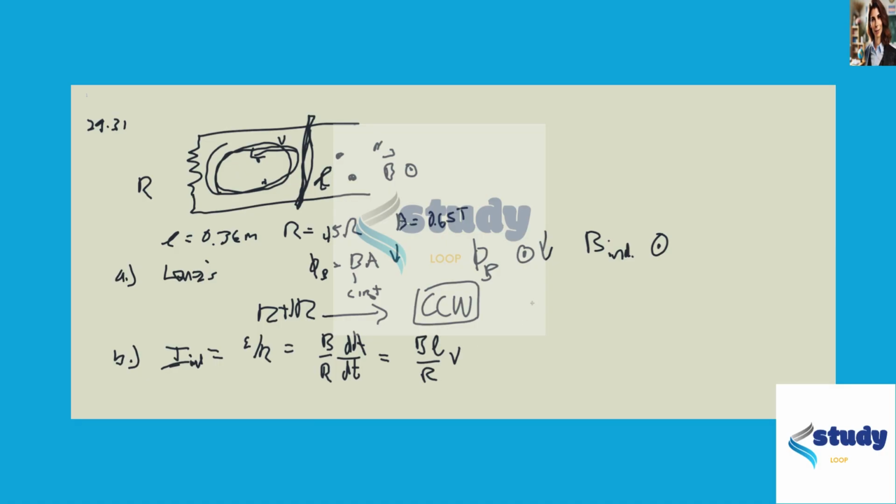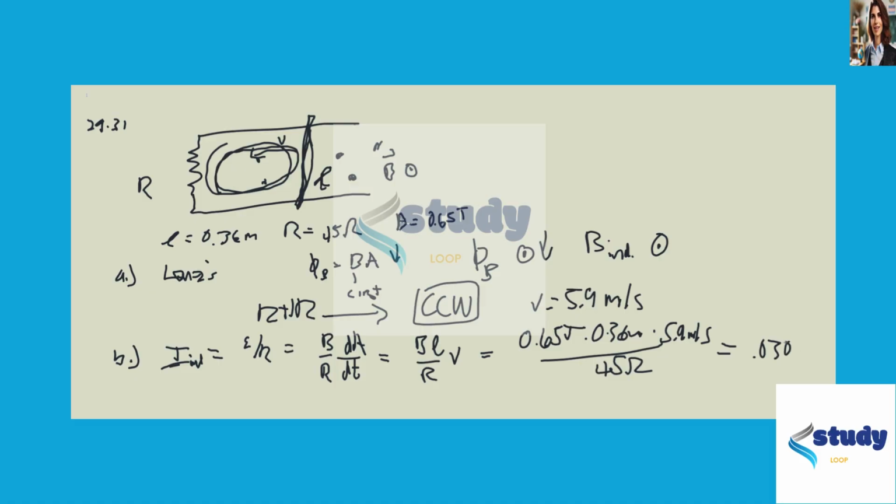Okay, so it says we want to do this at the instant where it's moving 5.9 meters per second to the left. So we can now plug everything in. We have 0.65 Tesla times 0.36 meters times 5.9 meters per second, all over 45 ohms. And this comes out to being 0.0307 amps. Cool.